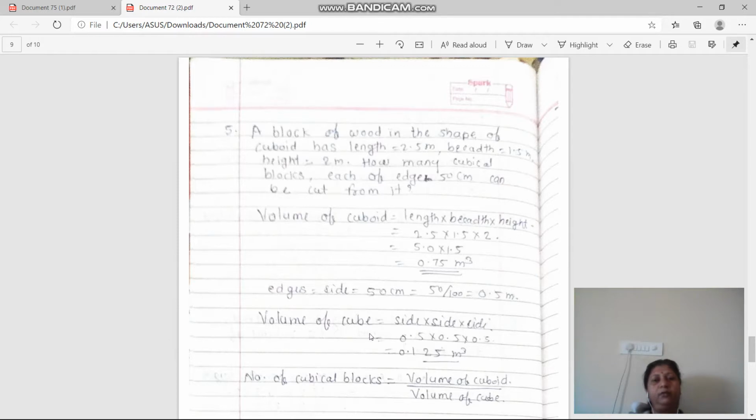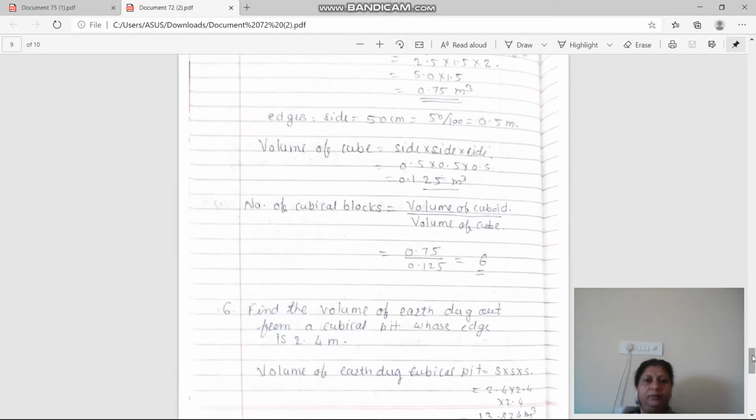Okay. So now you can calculate the volume of the cube. Volume of a cube is equal to side into side into side, that is 0.5 multiplied by 0.5 multiplied by 0.5, that is 0.125. Okay. Now the number of cubical blocks is equal to the volume of the cuboid, 0.75, divided by 0.125. So what will we get here? 6. Understand, everyone?